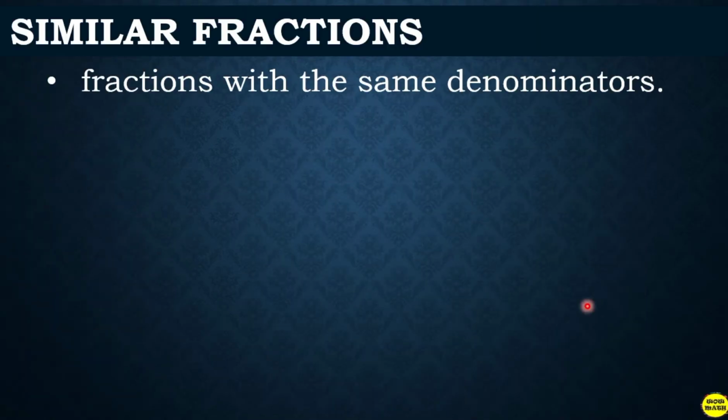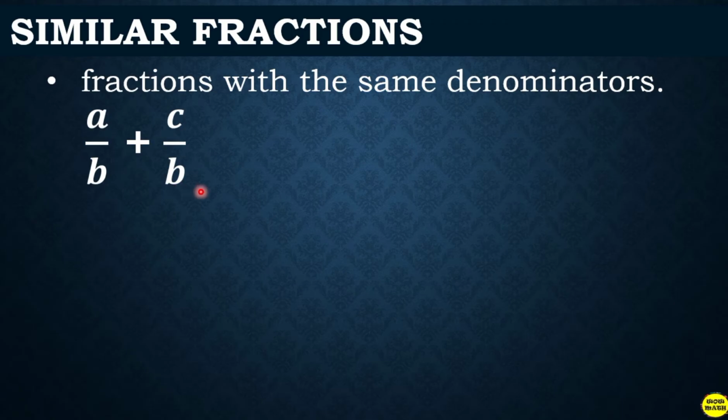So first, let us define similar fractions. These are fractions with the same denominator. So pag sinabi nating similar fractions, makikita nyo na yung denominator nila pareho. So kagaya nito, if I have A over B plus C over B, so pag nakita natin na pareho ang denominators nila, then this is considered similar fractions.